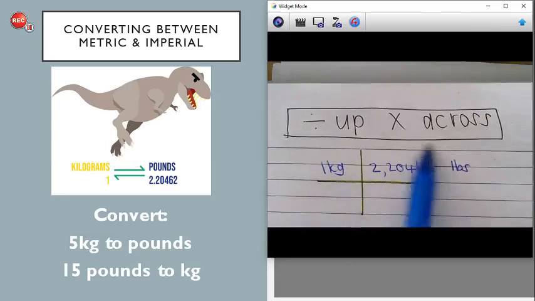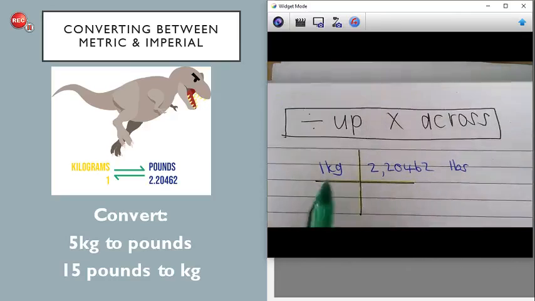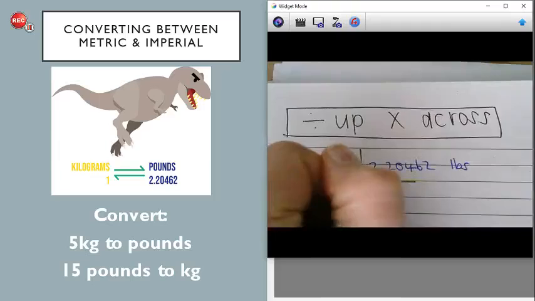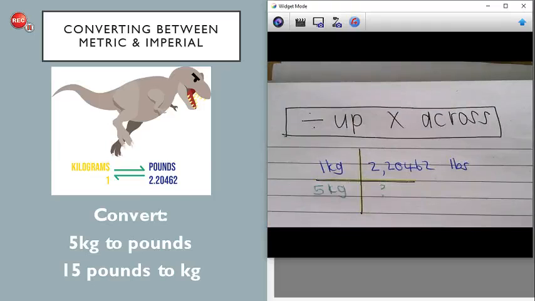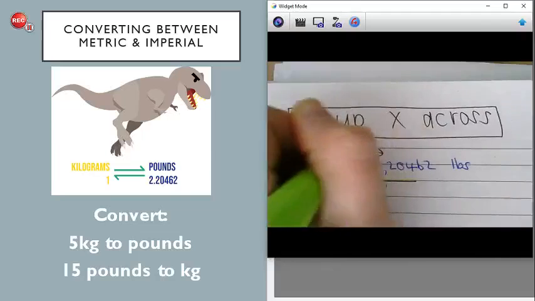So this is the first set of information that we have, and that will then apply to the next question as well. So now the question is asking us to convert 5 kilograms to pounds. So if we have kilograms on this side, we will have our 5 kilograms over here, and then I'll put a question mark over there. So exactly what I told you earlier, we are going to divide up and we are going to times across.